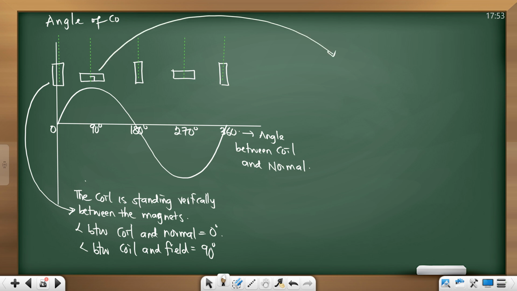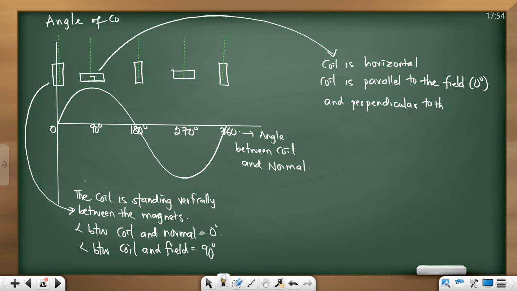Here, coil is horizontal. Now it means the coil is parallel to the field, which is 0 degrees, and perpendicular to the normal. I want you to notice how those two angles are changing based on what is measured.